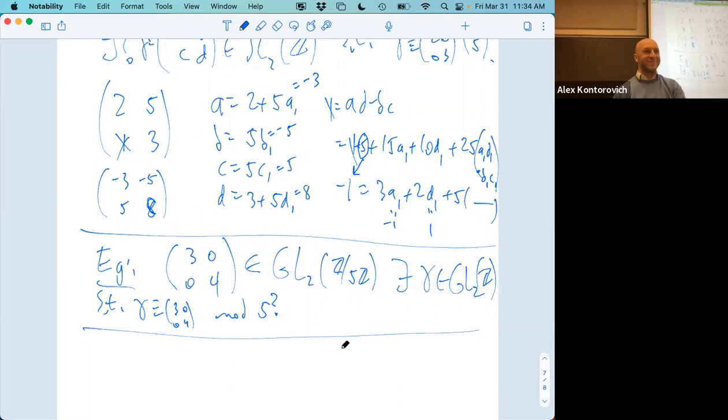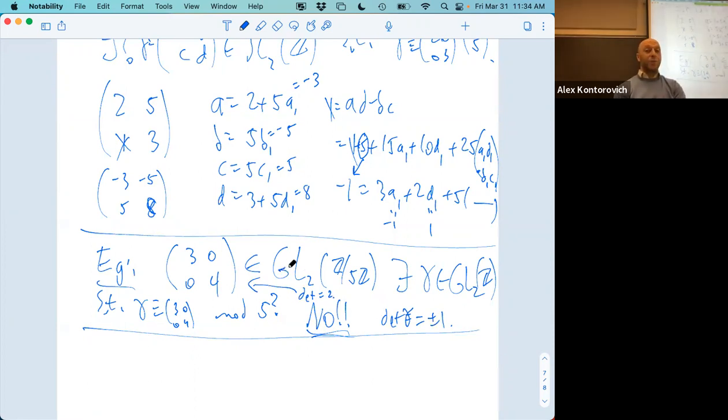So the answer is no, for exactly that reason. The determinant of gamma can only be plus or minus 1, which means I can get 1s and 4s, but I can't get a determinant of 2. This determinant is 2. 2 is not 1 or 4.